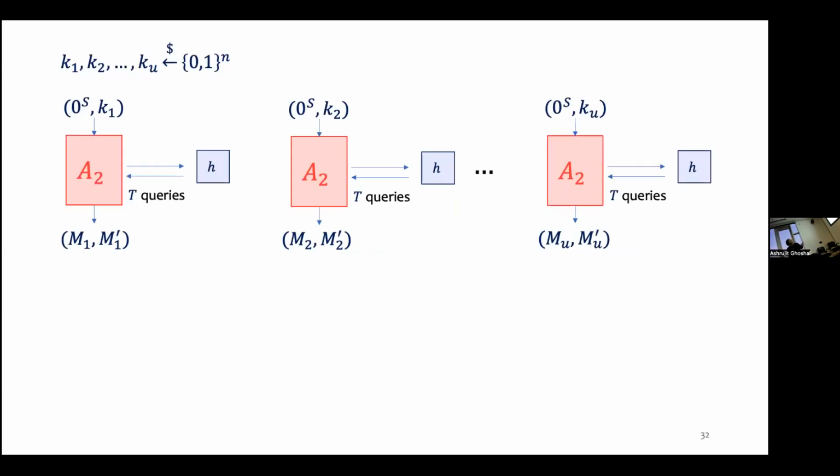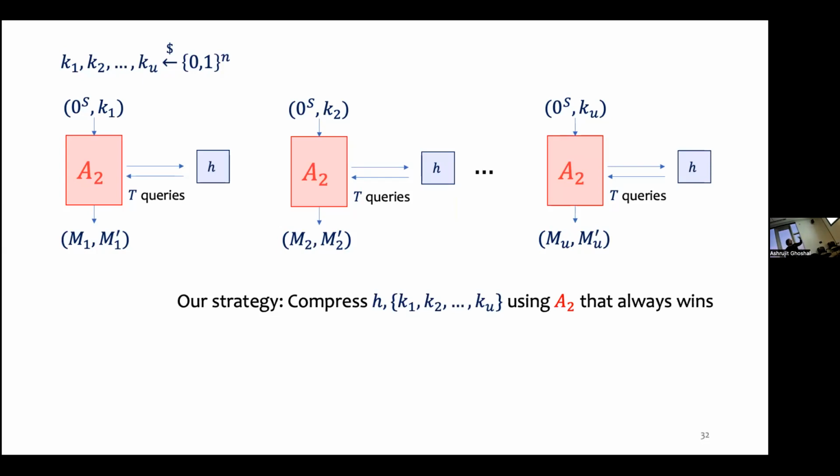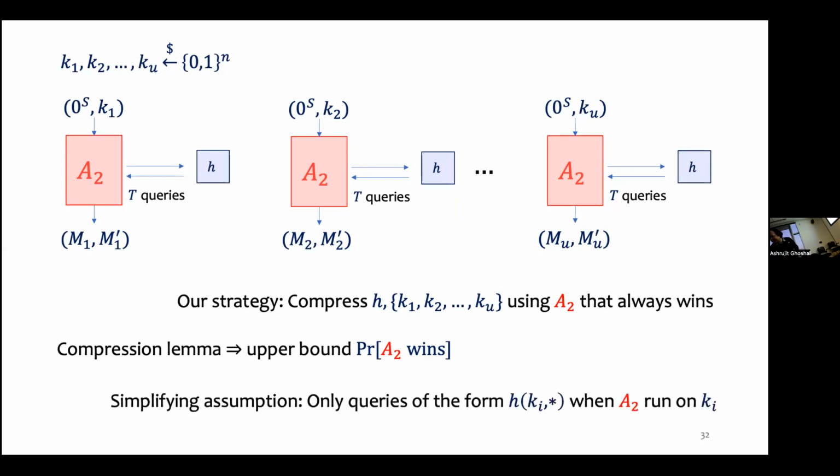So this was the setting that we were in, and what we will do here to upper bound the advantage of an adversary in winning this game is we will actually give a strategy to compress the random oracle H along with this set of u randomly sampled keys, and this compression will work whenever the adversary wins. That would allow us to use the compression lemma to prove an upper bound on the advantage of this adversary winning. Okay, so I'll go through an example of how we do this, but we'll make this simplifying assumption that when running on a particular key, the adversary only queries the random oracle prefixed by that key.